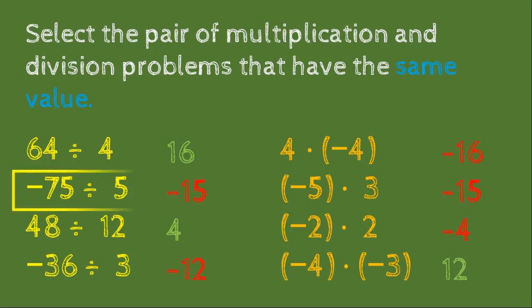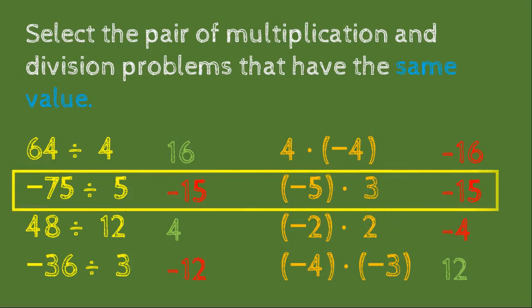Now, we try to see which one is the same value. And the only one that we have as the same value is negative 75 divided by 5, which equals negative 15, and parentheses negative 5 times 3, which also equals negative 15.